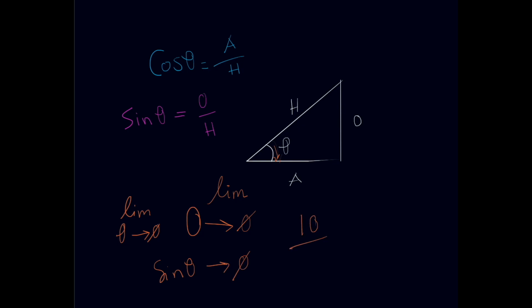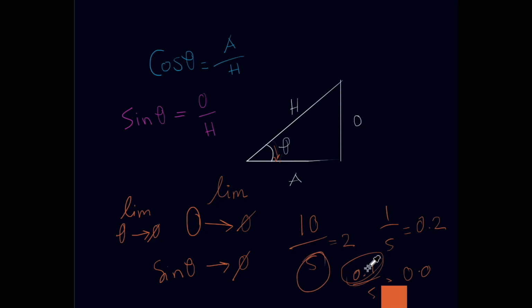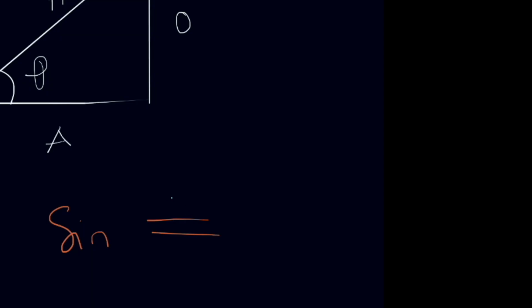If you have 10 divided by 5, that's 2. 1 divided by 5, that's 0.2. 0.1 divided by 5, 0.02. So with a constant denominator, as the numerator keeps getting smaller and smaller, the output keeps getting smaller and smaller until it equates to 0. When the hypotenuse and the adjacent side perfectly align and theta equals 0, at this point there is no disalignment, and sine is a measure of disalignment, so sine is 0.